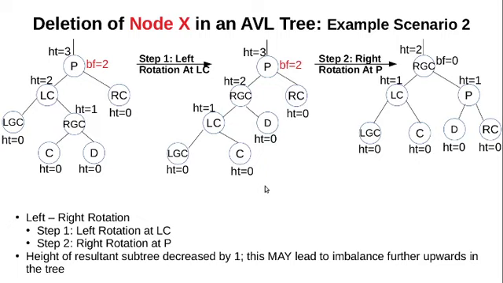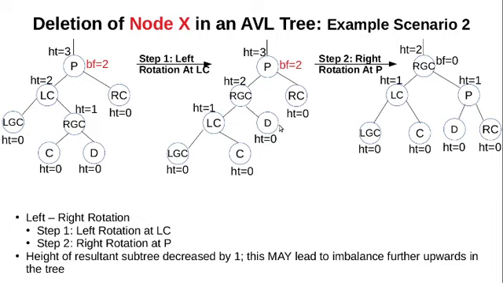Let's now discuss the step 2, that is the right rotation at P. As mentioned on the slide, RGC moves upwards and P becomes its right child. Note that this rearrangement does not violate the binary search tree property, as the value of P is greater than the value of RGC. Now we need to adjust the right subtree of RGC.